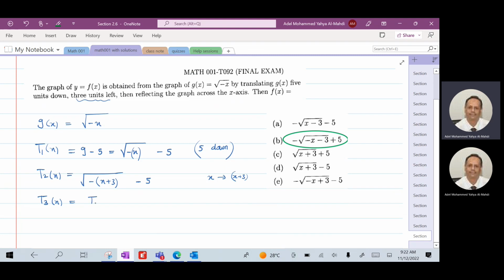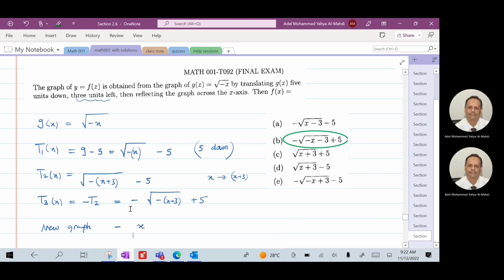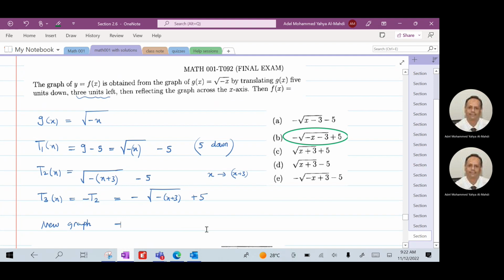So our y here is T2. We multiply by minus. Then T3 is minus T2. And it is going to be minus root of minus x plus 3, minus 5, multiplied by minus, will be plus 5. So simplify, then the new graph will be minus root of minus x minus 3, plus 5, and the answer is given in B.